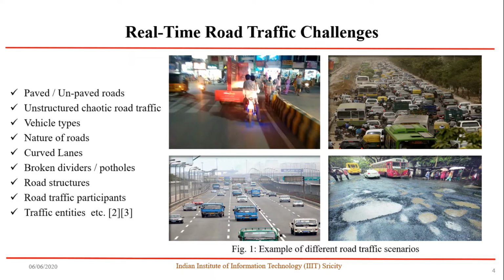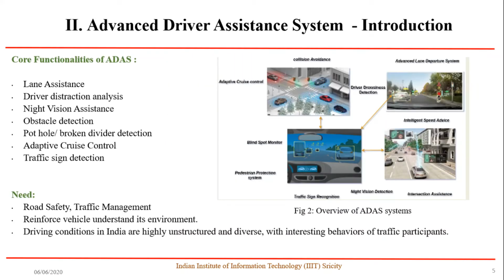And further, there is another concept called road traffic participants, which typically includes diverse and heterogeneous participants that follow less disciplined traffic. All these were commonly observed challenges that would lead to severe and critical road traffic accidents. One possible solution would be developing a system with advanced driver assistance system functionalities. Typically, these functionalities include lane keep assistance, driver distraction analysis, night vision assistance, addressing all the possible illumination challenges, obstacle detection with occluded and cluttered areas, pothole or broken divider detection, adaptive cruise control mechanism, and traffic sign detection.